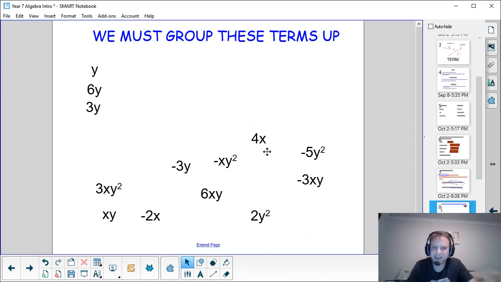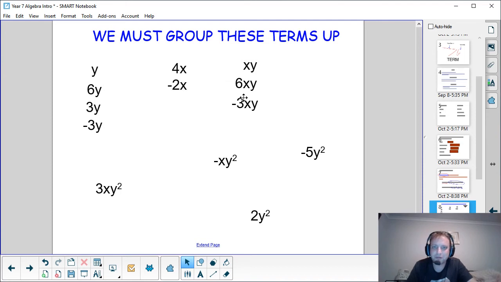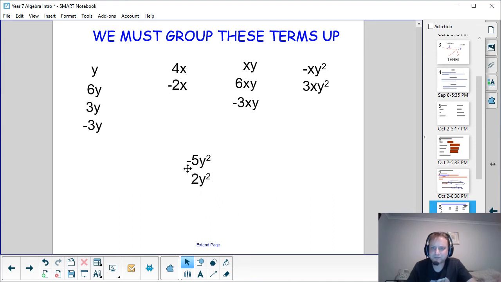Another group would be the letter X's. 4X is a thing. Minus 2X can be a thing, right? We can have negative amounts. But the main thing is they are the same letter. Oh, I missed one here. There we go. Minus 3Ys would go there too. XY, right? So we're looking for a different group of letters or combination. These ones all go together as well. And then we've got a pair here, XY squared, and a pair here as well. All right, the numbers don't matter. We're just working with letters that are the same.